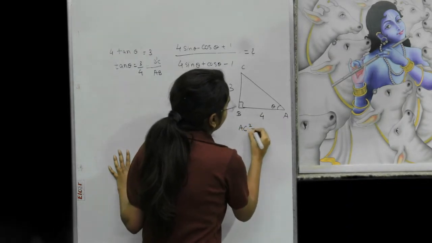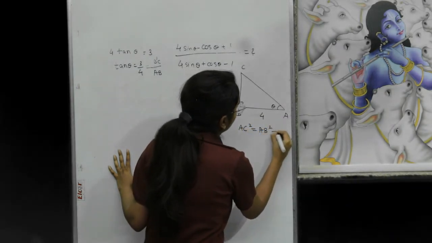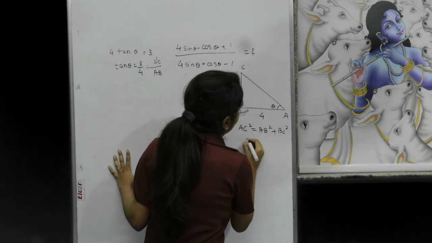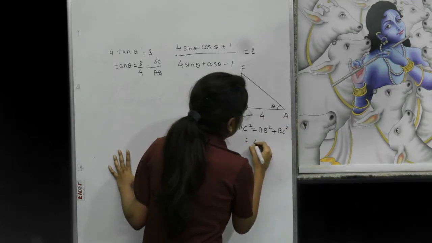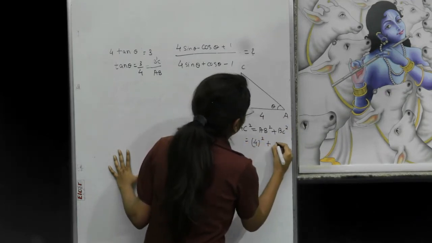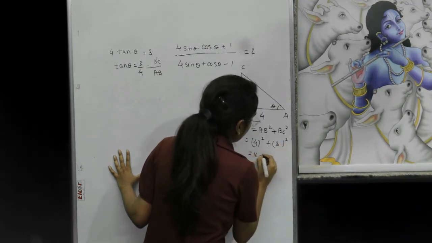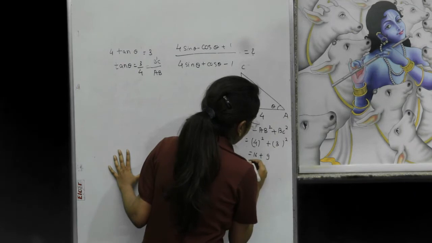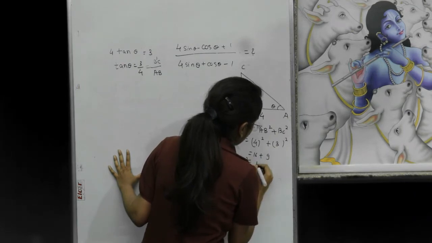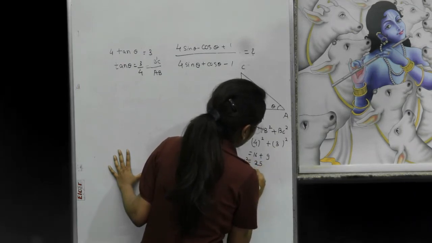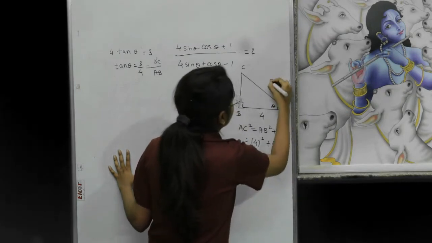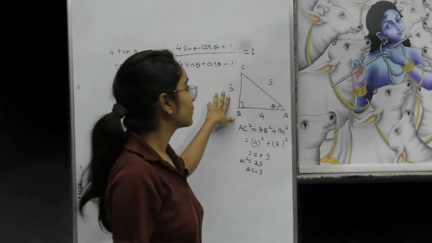We get AC square is equivalent to AB square plus BC square. So AB square, which is 4 square, plus BC square, which is 3 square, is nothing but 25. So AC is nothing but 5. So here we have gotten all the values.